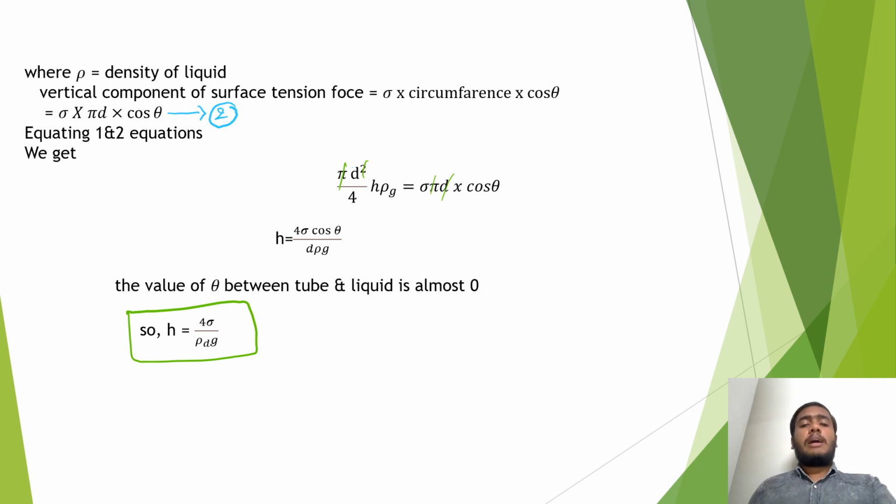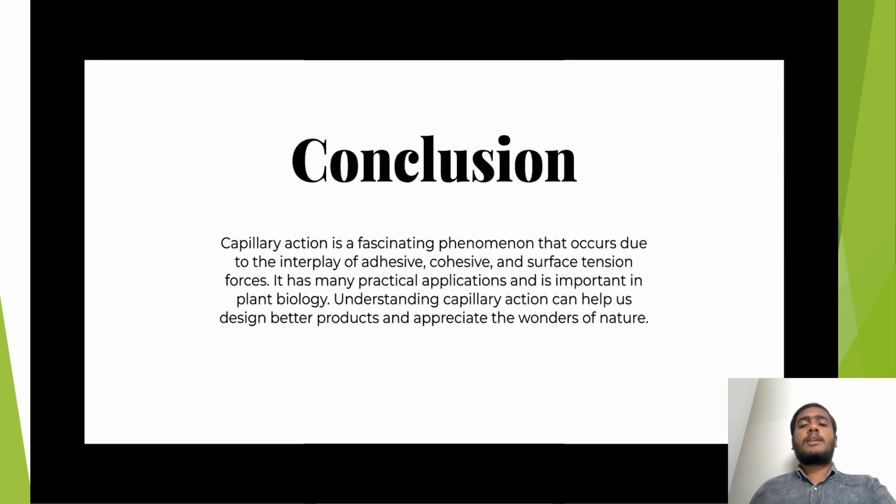The value of theta between tube and liquid is almost 0. So cos theta will become 1. So we can write it as h is equal to 4 sigma by rho d g.